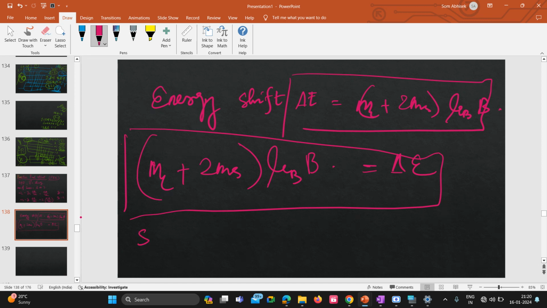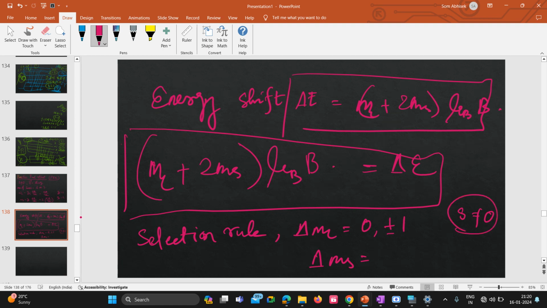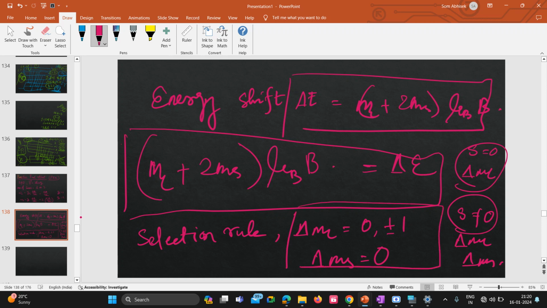Selection rule in Paschen-Back effect. Remember this: del ml here is 0, plus or minus 1. Can you tell me why I am getting both del ml and del ms? Because S is not equal to 0. In normal Zeeman effect, S is equal to 0, that's why I was only getting del ml. But here S is not equal to 0, that's why we are getting both del ml and del ms. So del ms is 0, and del ml is 0 and plus or minus 1.